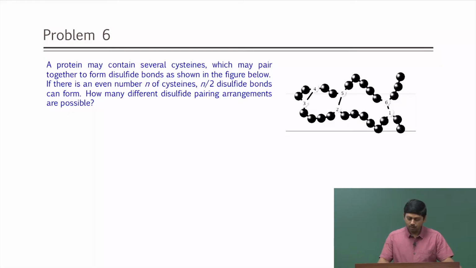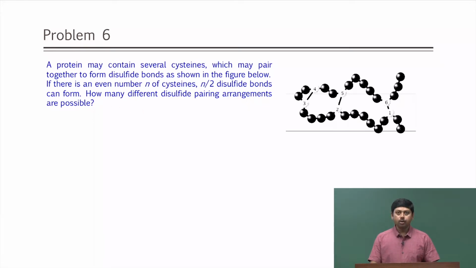Okay, so we will continue with the tutorial problems on molecular thermodynamics part. First we will talk about the problem of bond formation in a protein. So, the question is like this: a protein may contain several cysteines which may pair together to form disulfide bonds as shown in the figure below. If there is an even number n of cysteine, n by 2 disulfide bonds can form. How many different disulfide pairing arrangements are possible?